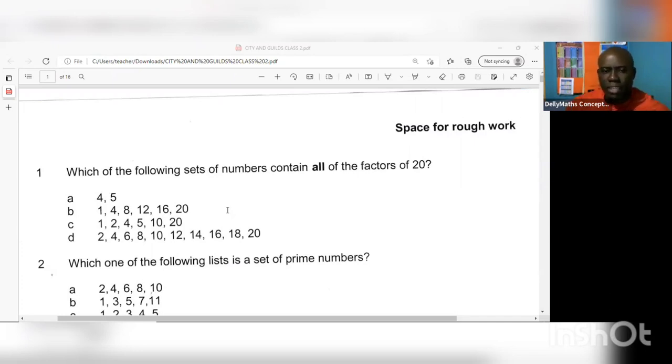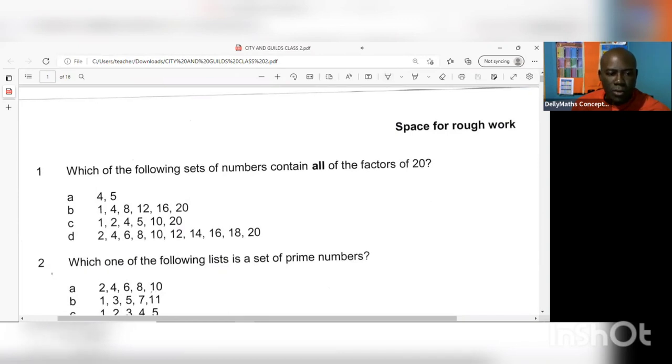The first question says, which of the following sets of numbers contains all of the factors of 20? So what are factors of 20? Numbers that can go into 20 without leaving a remainder. So the factors of 20 would be all of these numbers here: 1, 2, 4, 5, 10, and 20.